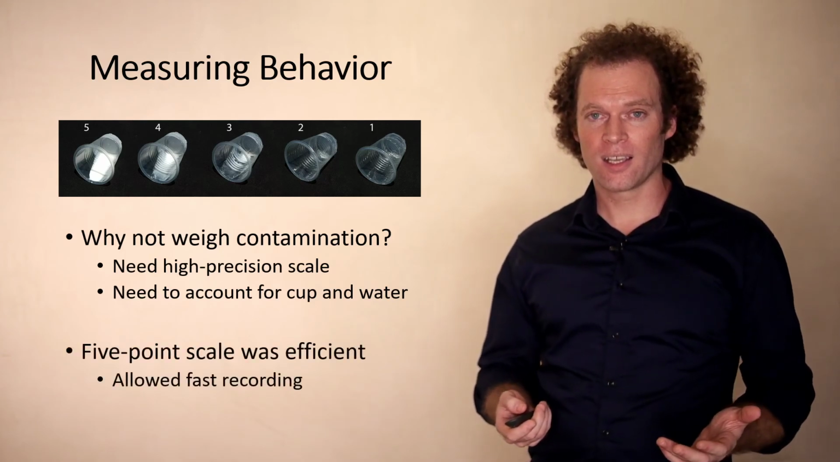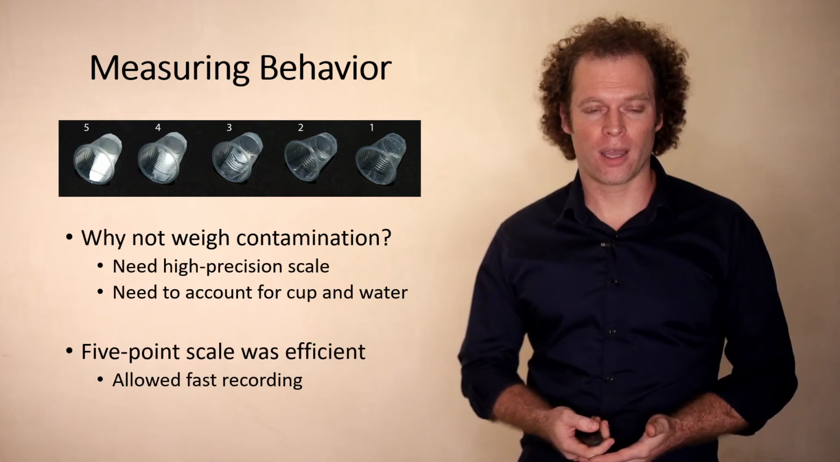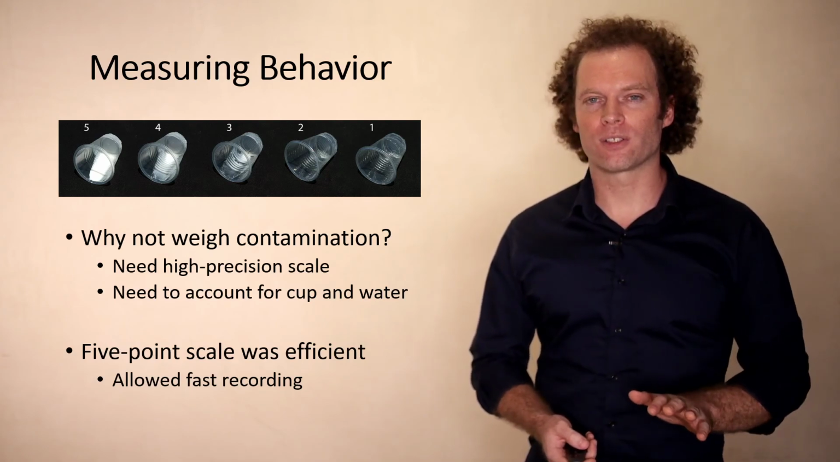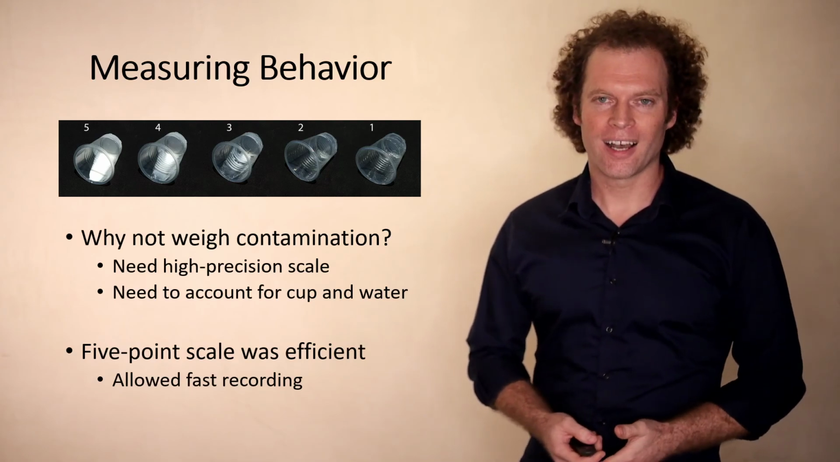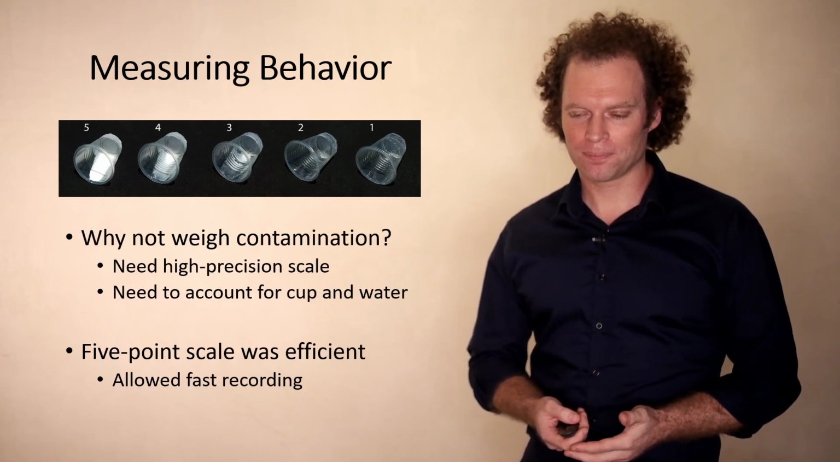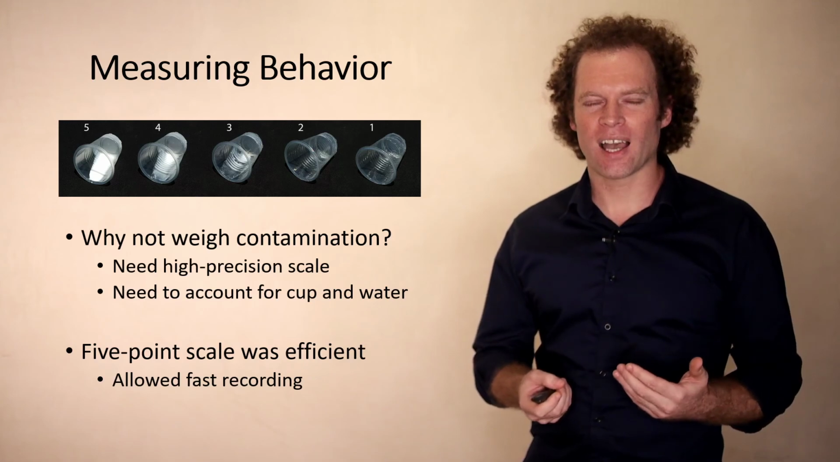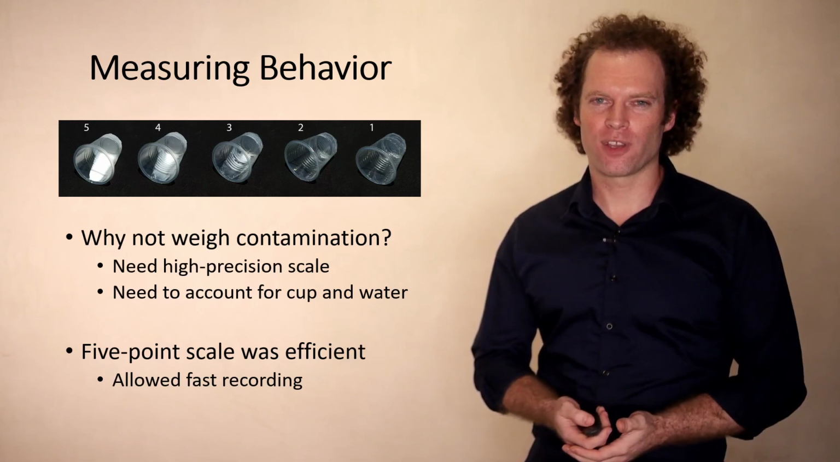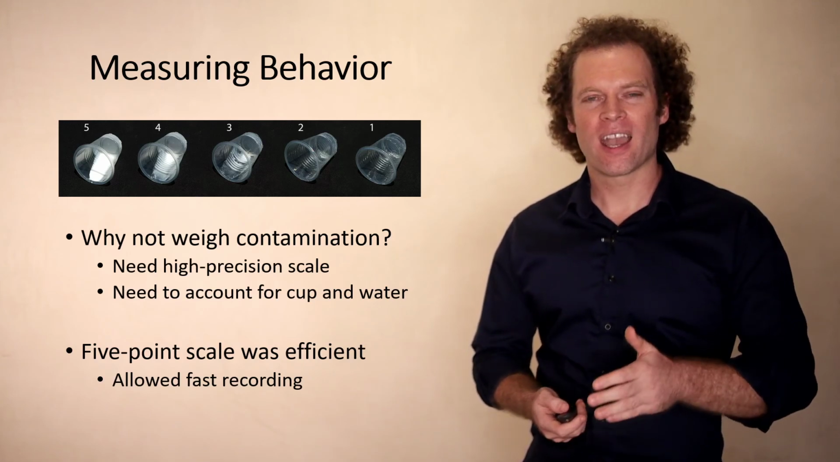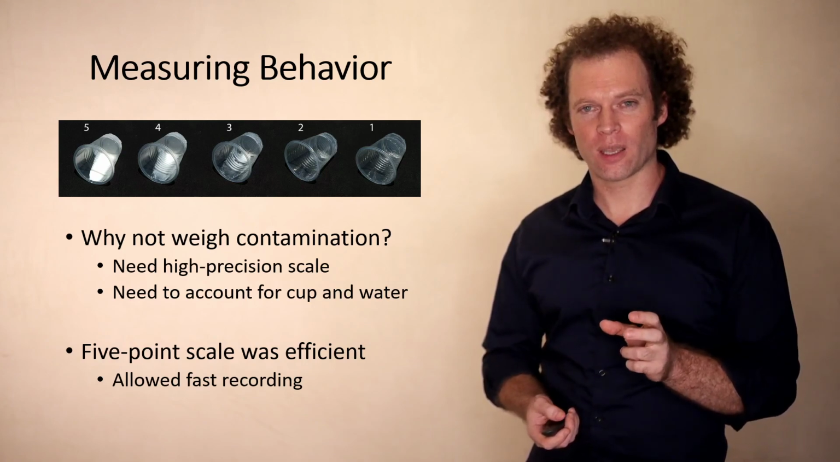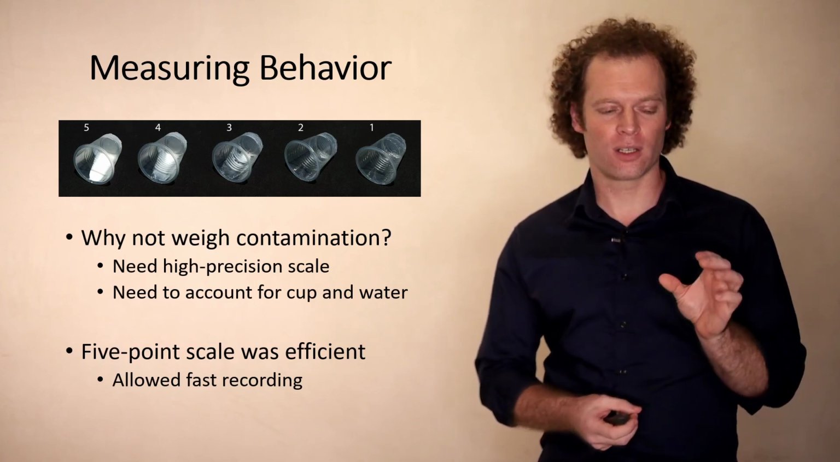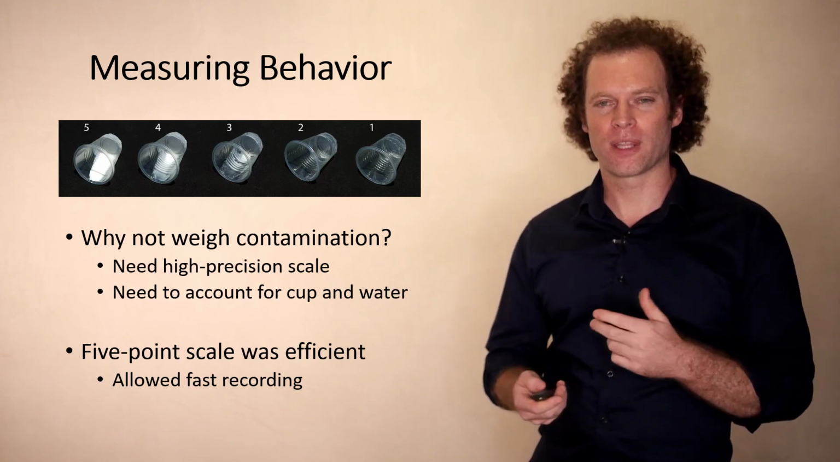I decided, after chatting with, I have to also say, not my research assistant, my collaborator. My collaborator on this project, who did the dirty work, we decided that the 5-point scale is efficient, it's going to get us what we need, and it allows for fast recording. He was able to, after each experimental session, quickly take out the cups and mark them and then get ready for the next session.